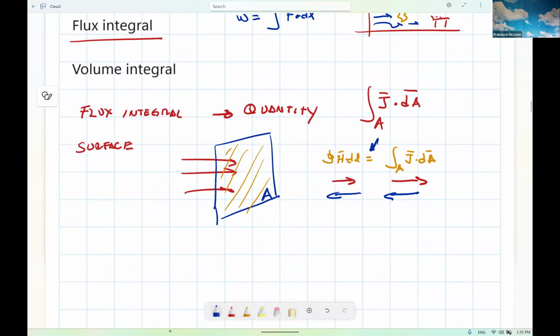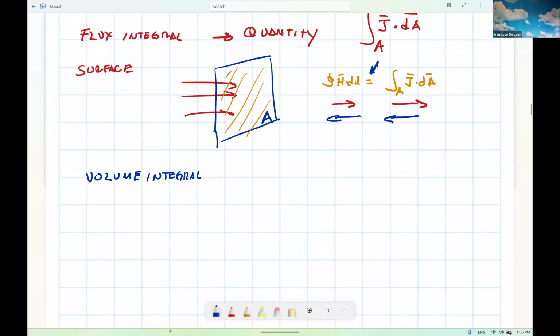There's one more integral that is important to know, which is the volume integral. Volume integral, well, is the measure of how much stuff is in there. Normally used for the sources, not normally used to account for the effect, but it's normally used for the sources. What is the volume integral?